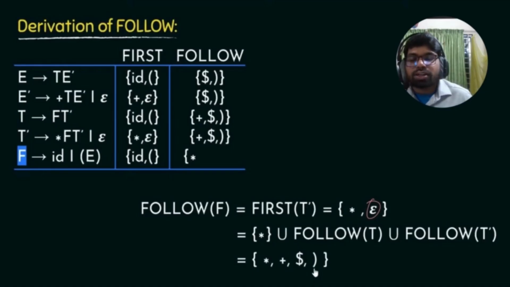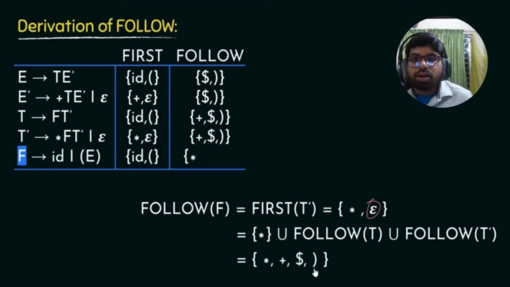The closing bracket is a terminal, so following rule number one of the follow function, we put it into the follow of E directly. If we're talking about the follow of T here, we can see that T is followed by E prime, and E prime can generate plus E prime, and E prime is a non-terminal. So there are two rules where a non-terminal exists. If it is a non-terminal, then the follow of T will be the first of that non-terminal. The first of that non-terminal is plus and epsilon in the second row, you can see.